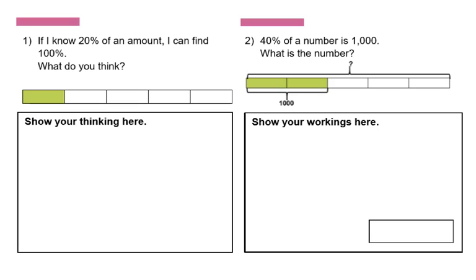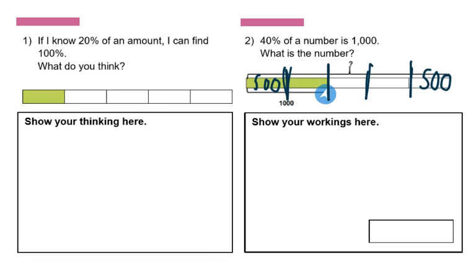If I know that 40%, which is what this is, because it's split into 5 sections, so we must have 20, 40, 60, 80, 100. If I know that 40% is 1,000, 20% must be half of that, which is 500, which means that last section is also 500.